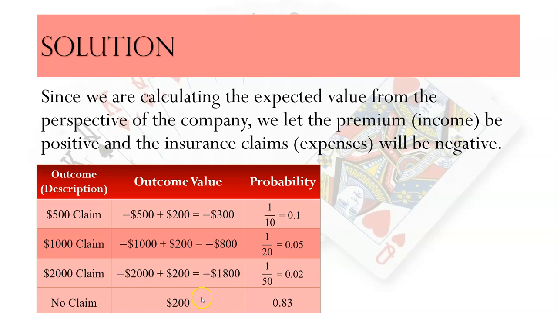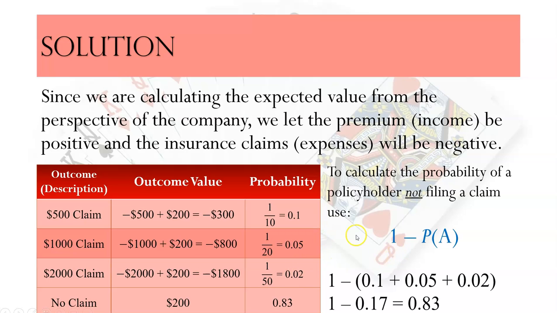What they don't tell you now is that there is also an option for no claim. If there is no claim, the company still collects the $200 premium. They don't have to pay anything. They just keep that $200 for each policyholder. And the reason I knew that this had to exist is because my probabilities so far didn't add up to 100% or 1. What I did was then used the probability of something not happening.